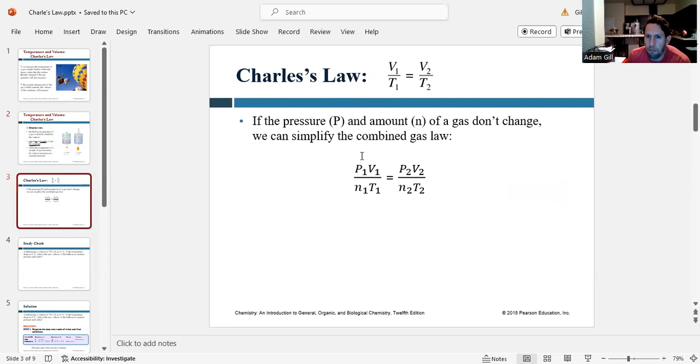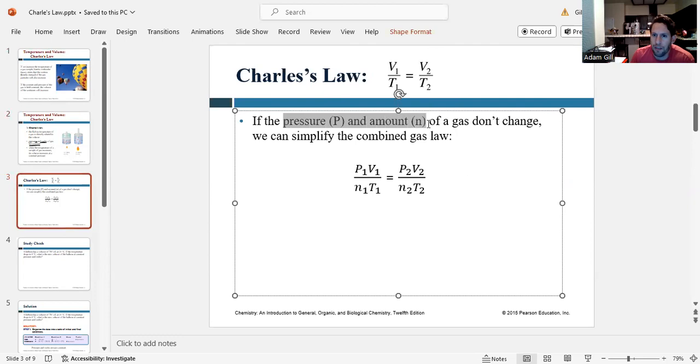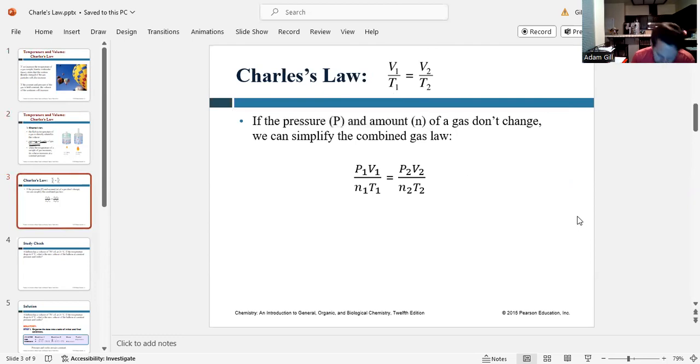Now, I gave you this combined gas law in the previous video. And so we'll use this and we'll simplify it to derive Charles' law. So if we're assuming that pressure and the moles of the gas don't change, then we can eliminate pressure and we can eliminate moles because they're not changing, they're constant. And so we simplify the expression as V1 over T1 equals V2 over T2. And this is Charles' law. So it's only comparing volume and temperature, and we're ignoring pressure and moles.